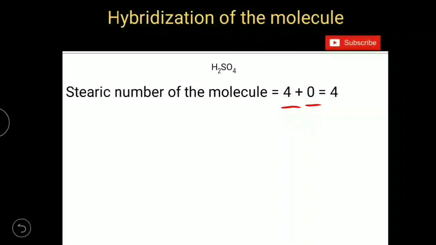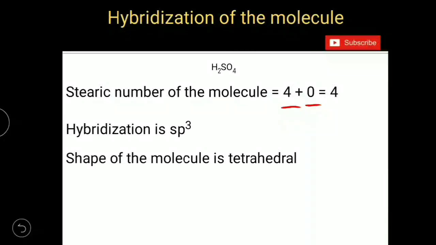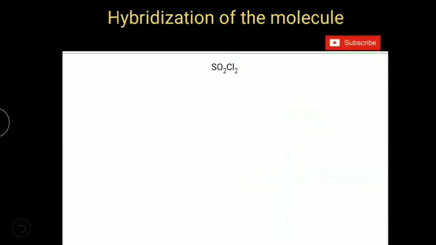If steric number is 4, then we should have 4 hybrid orbitals. So hybridization is sp3. And if hybridization is sp3, then the shape of the molecule is tetrahedral. So sulfuric acid is a tetrahedral molecule. And come to SO2Cl2, sulfuryl chloride.